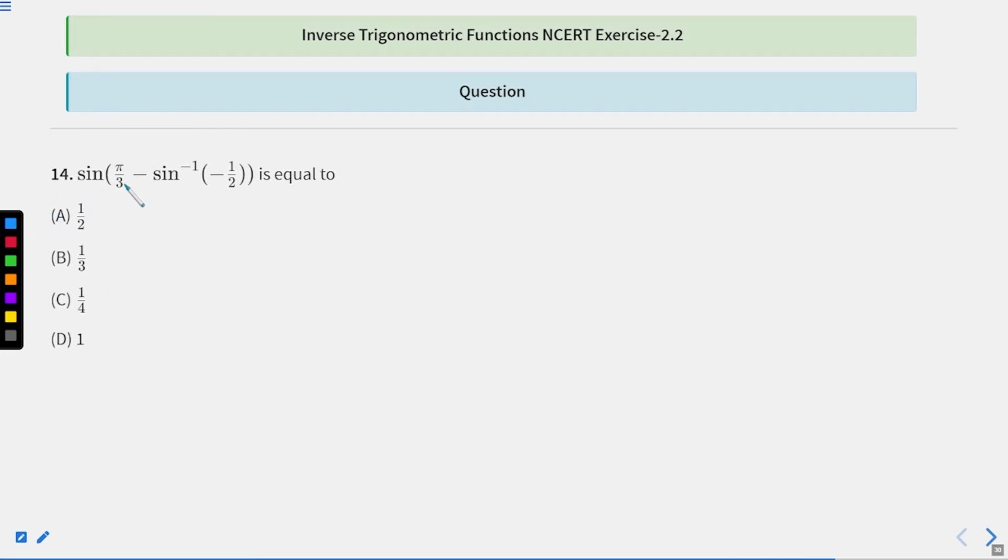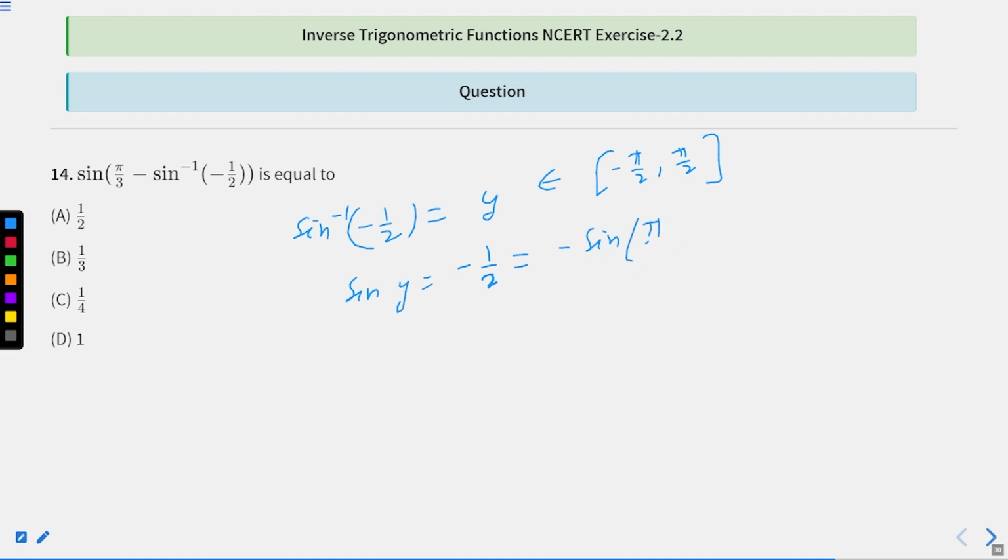The next question is sine of pi by 3 minus sine inverse of minus 1 by 2. Let's solve it. Taking sine inverse of minus 1 by 2 as y, this y must belong to the closed interval minus pi by 2 to pi by 2. Sine y will be minus 1 by 2. Sine pi by 6 is 1 by 2, which is 30 degrees. We know sine is an odd function, meaning minus sine x is equal to sine of minus x. So this means sine of minus pi by 6.